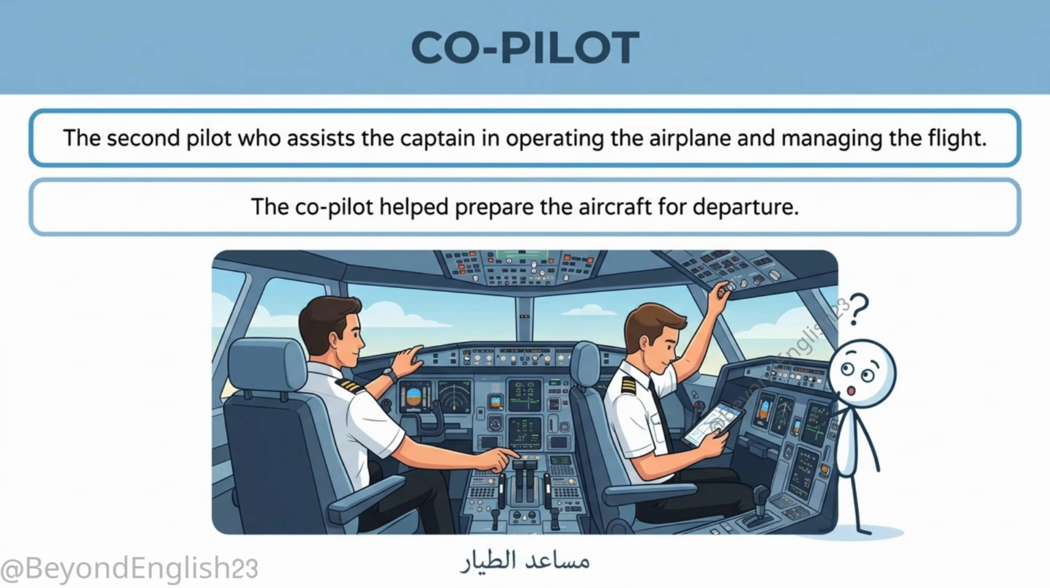2. Co-pilot. A co-pilot, also called the first officer, is the second pilot in the cockpit, who assists the captain and shares responsibility for operating the aircraft safely. Example, the co-pilot helped the captain complete the pre-flight checks.